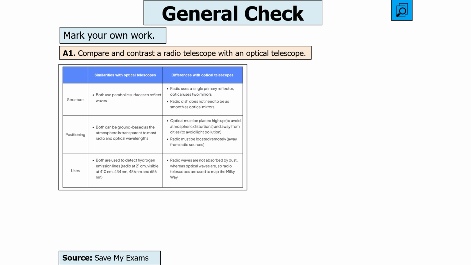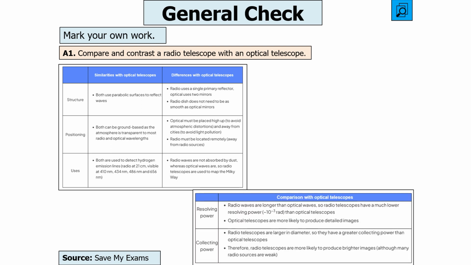In terms of positioning, both are ground-based as the atmosphere is transparent to both radio and visible light waves, but the differences are that the optical has to be placed higher up to avoid atmospheric distortions and also away from cities to avoid light pollution, whilst our radio telescopes must be located remotely away from populations, so will be away from radio sources. Now both of the telescopes are used to detect hydrogen emission lines, but radio waves are not absorbed by dust, but optical waves are, so therefore radio telescopes are used to map the Milky Way where there's lots of dust.